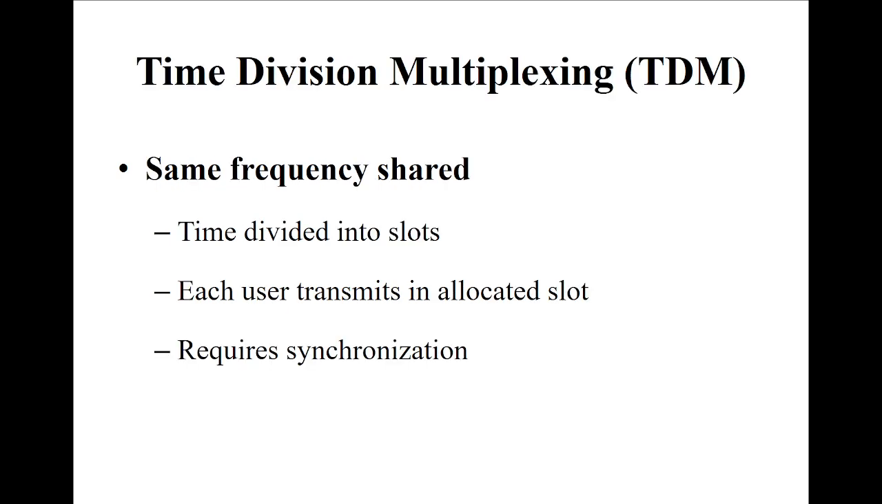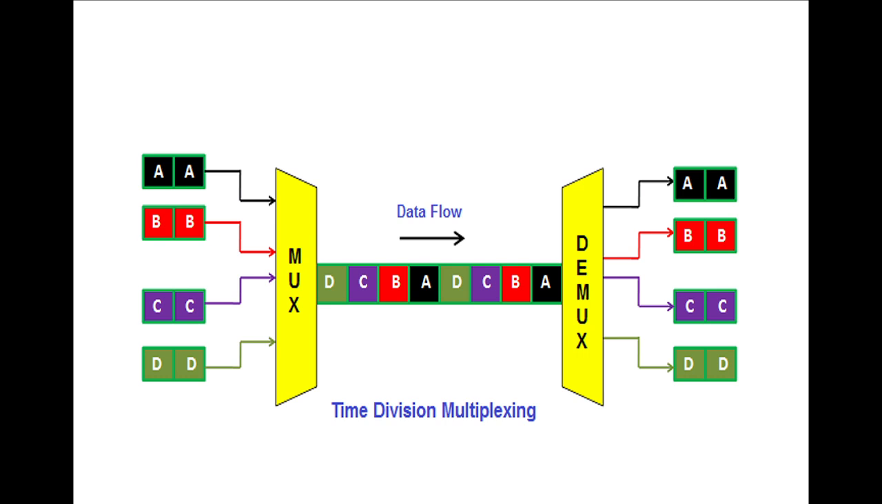Next is time division multiplexing. In time division multiplexing, all users share the same frequency, but transmission happens in different time slots. Time is divided. You can see A, B, C, D. There are four sources. They are sending some data A, B, C, D. Here, time is divided. A is sending data in this particular slot. B is sending in this particular time slot. C is sending in this slot. And D is sending in this particular time slot.